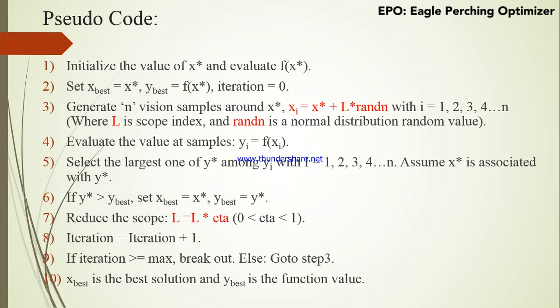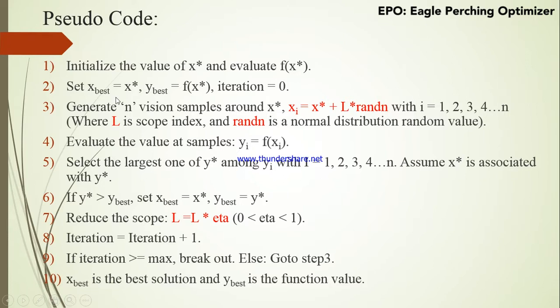Before diving into its MATLAB code, which will obviously make things complex, let's keep it simple, and first walk through the pseudocode of how we manipulated the eagle perching nature into something useful as an optimization technique. The algorithm has a total of 10 steps. Let's say we have a function f and we want to evaluate the highest value that the function can have. The first step says that we need to initialize a variable x with a random value, and at that point we will calculate the value of the function.